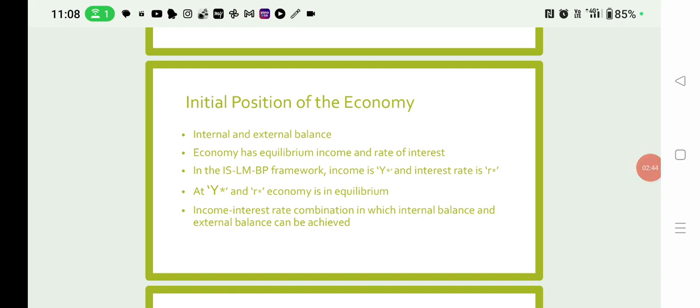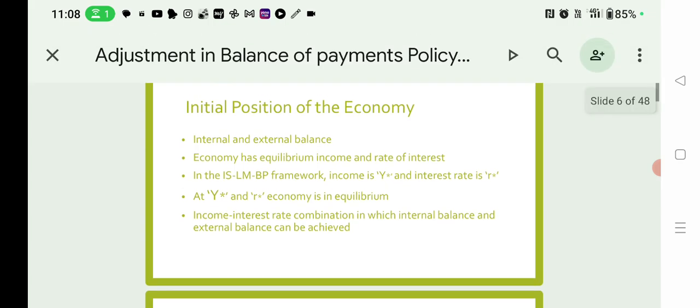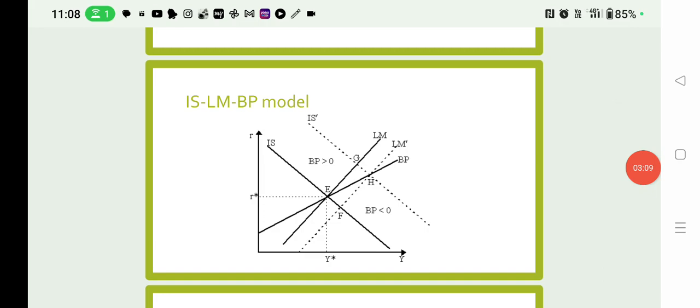And you may be aware of the ISLMBP framework, where goods market, money market, and balance of payment are in equilibrium. That means internal balance as well as external balance are possible at the point of equilibrium, shown by the ISLM BP framework. So let's have a look at the ISLM BP model. This is only the derived ISLM BP curves.